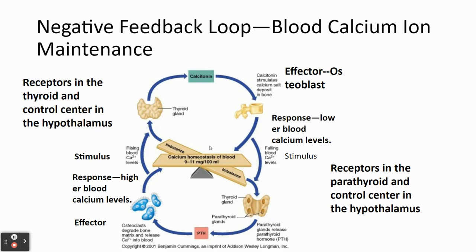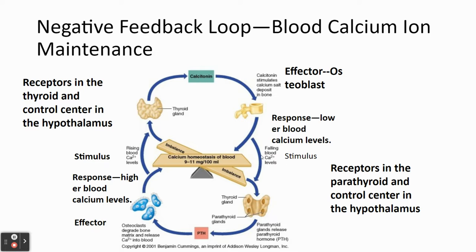So the main storage area for calcium is in your bones. And so once an increase in calcium levels is detected by the thyroid gland and in the hypothalamus, there are receptors in the thyroid and a control center in the hypothalamus. So the hypothalamus sends a signal to the thyroid to release calcitonin. Calcitonin is a small protein molecule that's going to stimulate the deposit of calcium salts into the bones, and that leads to a decrease of calcium levels in your blood.